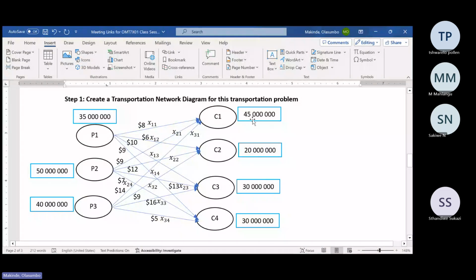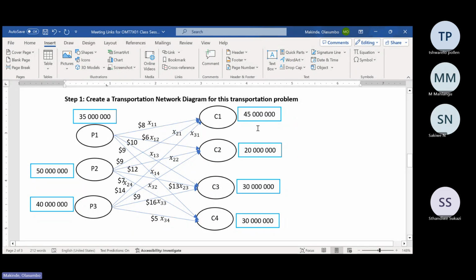Meaning that if you look at your network, hence the reason why you draw the network, city 1 will be supplied by either P1 or P2 or P3, meaning that what they are getting is X11 for P1 to C1 plus P2 to C1, which is X21, and if P3 is supplying C1 it is X31. Meaning that X11 plus X21 plus X31, everything that this C1 is getting from either P1 or P2 or P3 should be exactly what the city requires, because the city wants 45 million.